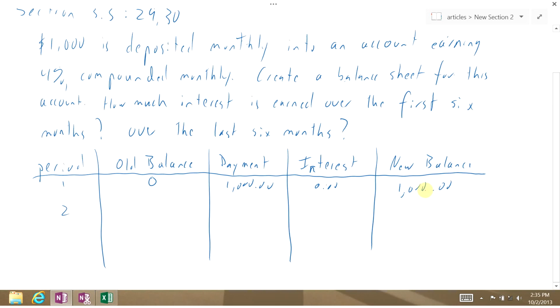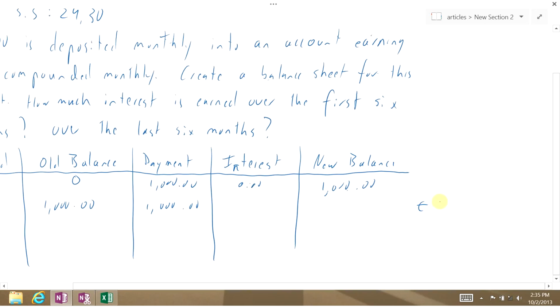What about the second period? Well, your new balance carries over, becomes your old balance. So you start the second month with $1,000 in your account. You make another $1,000 payment, and now you get interest. How much interest do you get? Well, the interest rate is 0.04, but it's compounded monthly, so remember this is I. And how much do you have in your account when you start the new month? Well, the balance that carries over is 1,000. So I times the old balance gives you the interest. If you take 0.04 times 1,000 divided by 12, you get $3.33. So you make $3.33 on interest on the money in the account.